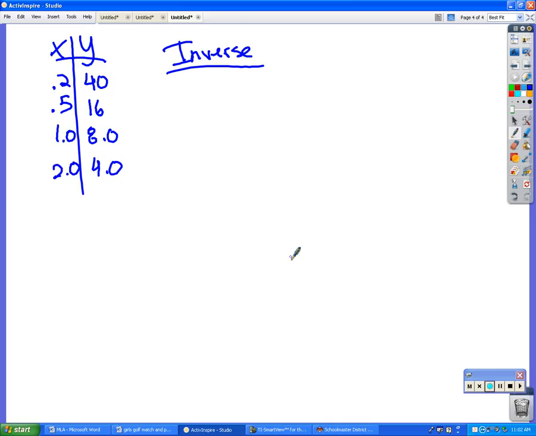And then when you multiply them together, what do you always get? 8. 0.2 times 40 is 8. 0.5 times 16. So y equals 8 over x.